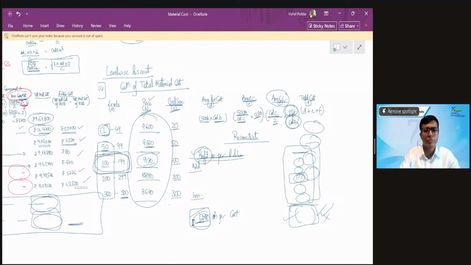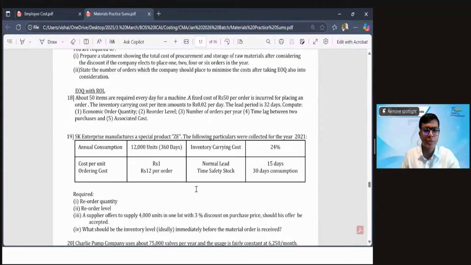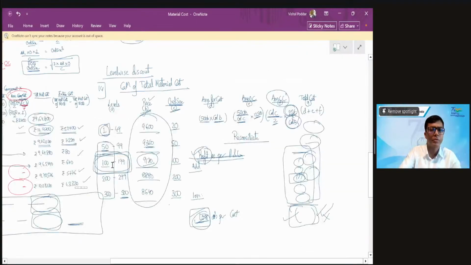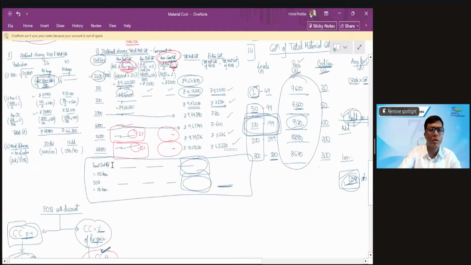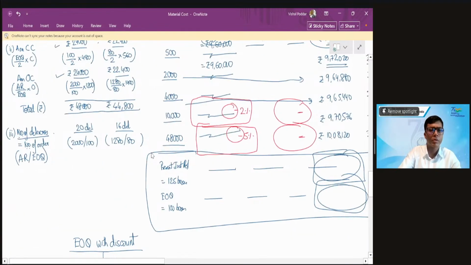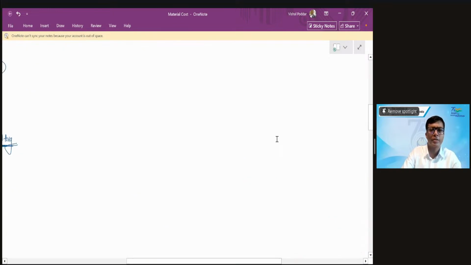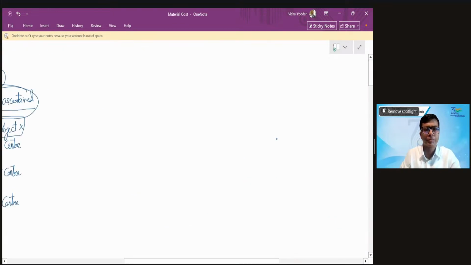Okay. Now, let us proceed. Now, if you remember, in our topic, we have to study different types of control techniques. These are called as inventory control techniques, out of which the major one is EOQ, and then the second one is stock level. Now, what is this stock level technique? Let us try to understand. So, what is this stock level technique?